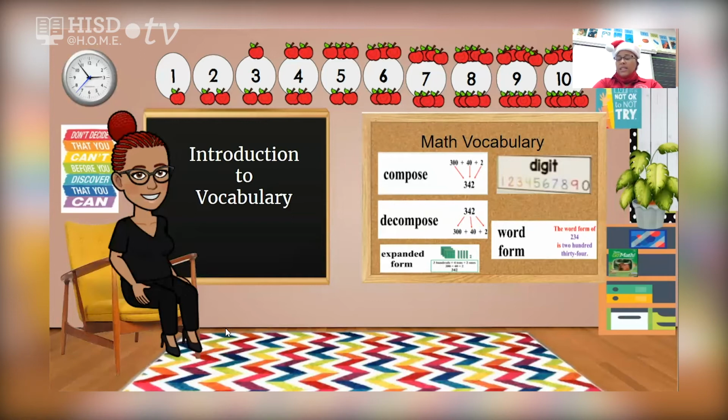In today's math lesson, boys and girls, you will hear me using some vocabulary, words like compose. Compose means to put a number together. Decompose means to break the number apart. Expanded form is when we add the value of each digit in the number. You will hear the word digit. Digit is just another word for number. And word form means you write a number using only words.